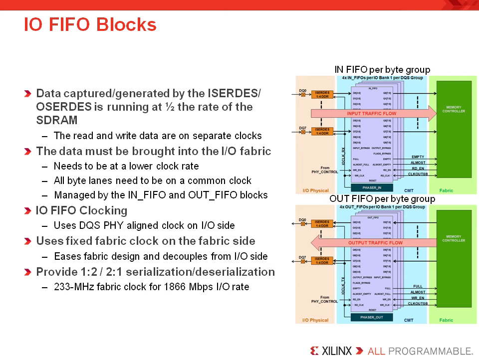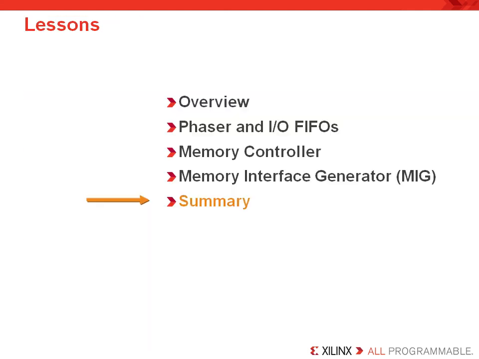Now the data must be brought into the I/O fabric, and that is because it needs to be at a lower clock rate internally. All byte lanes need to be on a common clock and managed by the input and output FIFO blocks. The I/O FIFO clocking uses a DQS PHY aligned clock on the I/O side and uses fabric clock on the fabric side, which eases the fabric design and decouples that clock from the I/O side. So this will provide a 1-to-2 and 2-to-1 serialization deserialization with a 233 MHz fabric clock for about 1,866 megabits per second I/O rate.